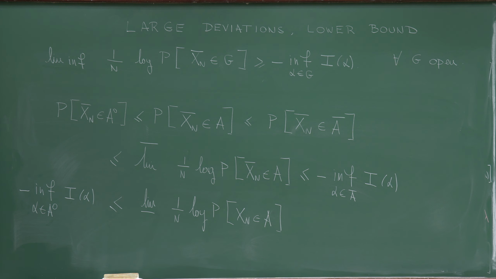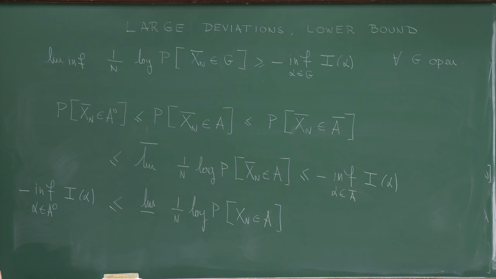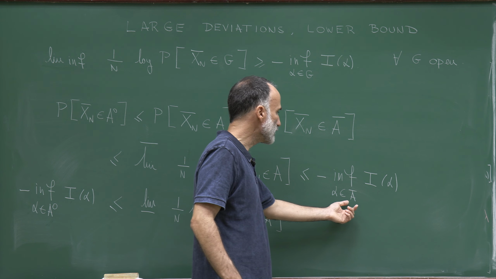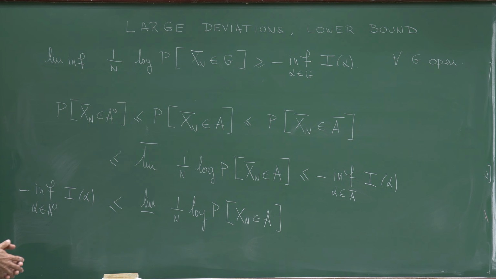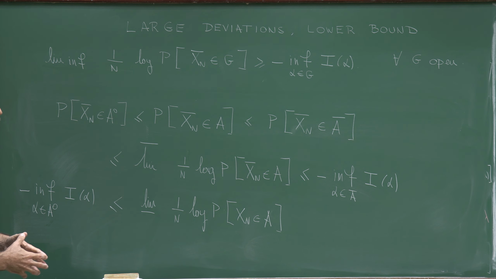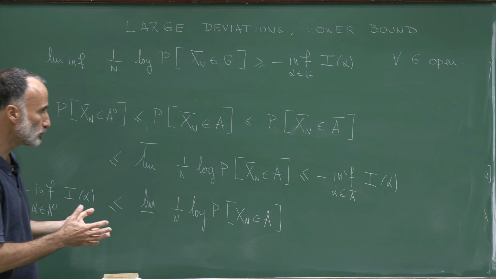So you see that the upper and lower bound that you obtained are pretty sharp, since they differ only by the interior and the closure on the left and the right hand side. And with that, this completes the proof of the lower bound and of what I wanted to say about large deviations of IID random variables.